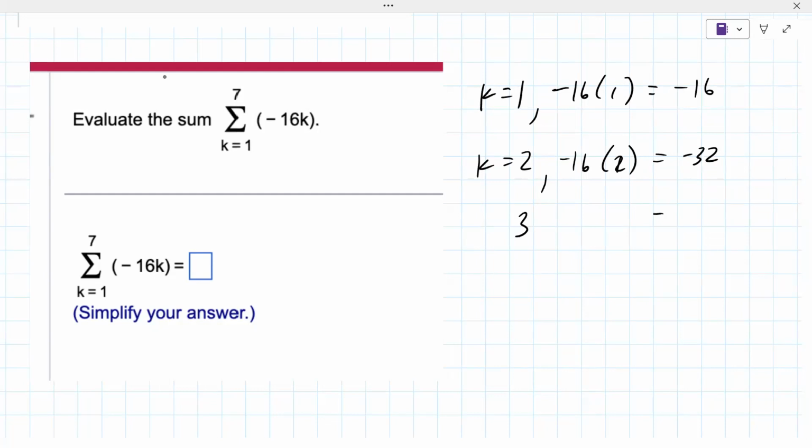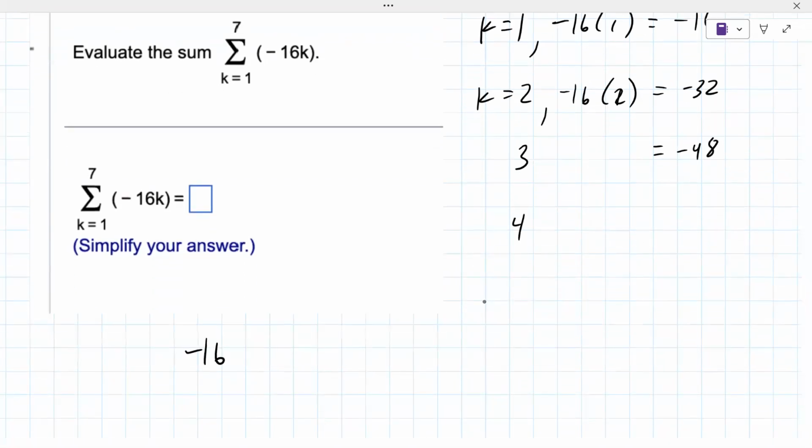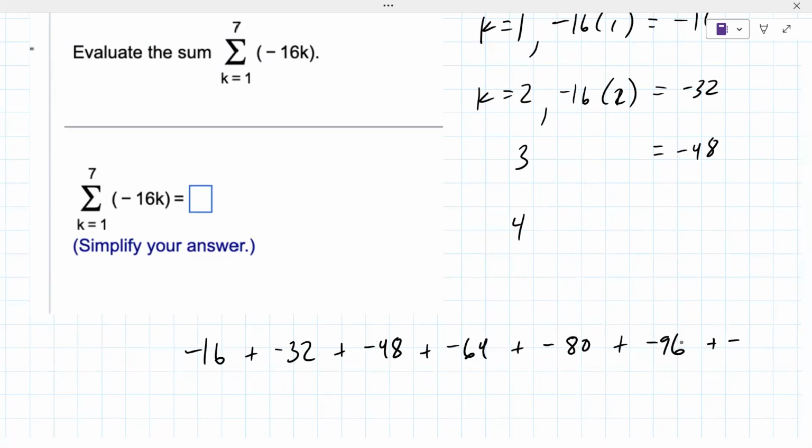So at some point here, you will need a calculator because the numbers might get large, but we're going up by -16 each time. The other thing you might do is you don't have to make this full list. You can just start writing: -16 plus -32 plus -48 plus -64 plus -80 plus -96. And so we need 7 of these. 1, 2, 3, 4, 5, 6 plus -112.